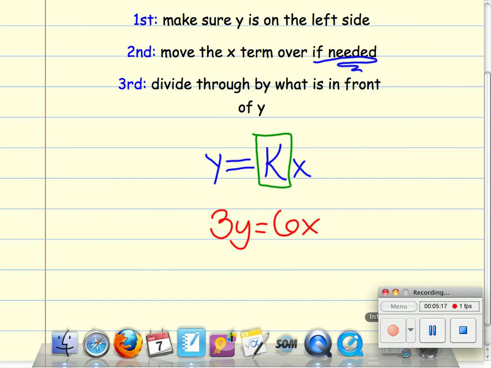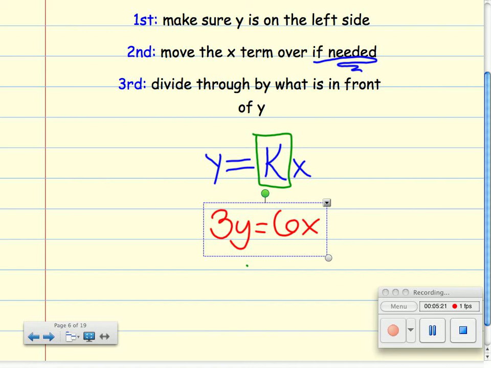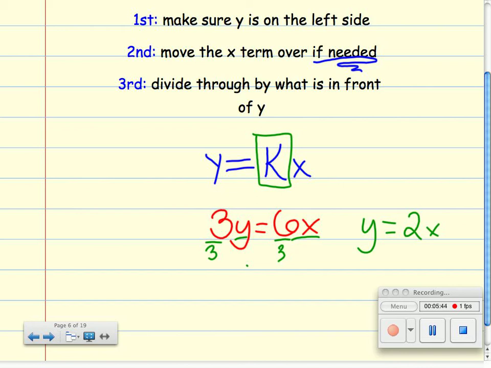All right, so I check my steps. The first thing, I make sure y is on the left-hand side. Check, it is. The second thing I'm going to do is make sure that x is on the other side. Yes, it is. And the last thing, I divide through by what's in front of y. This 3 is in front of y, so I'm going to divide both sides by the 3. Now I get y alone is equal to 6 over 3, which is 2x. And what you need to be able to specify is that this 2 is your constant of variation.